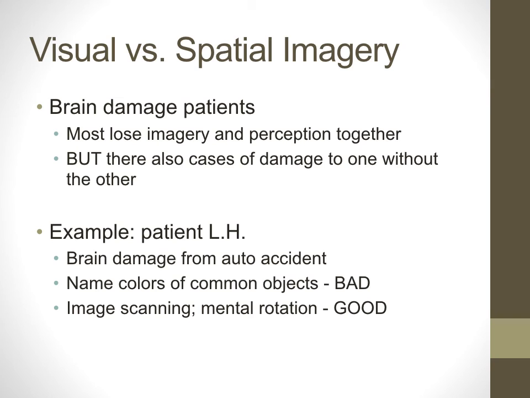So in one example, a patient named LH had brain damage from an auto accident. He was not able to name colors of common objects, but his mental scanning and mental rotation were still good, which shows that you can have one without the other.